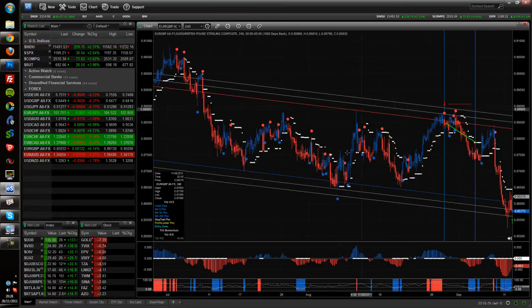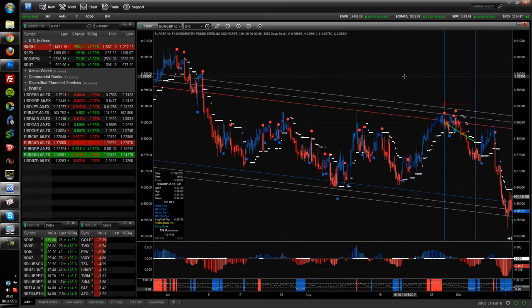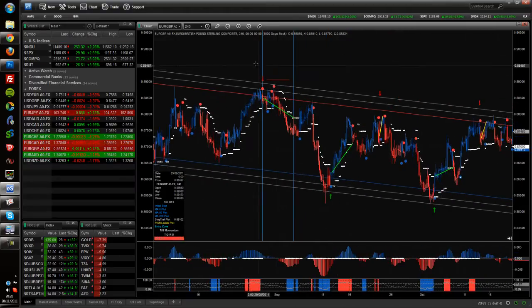I drew some trend lines in. The trend lines are slightly different now. They're lined up slightly better for further down in time. But the first trade that I took was basically this one here.